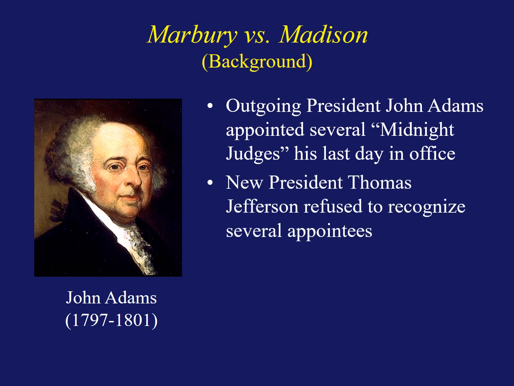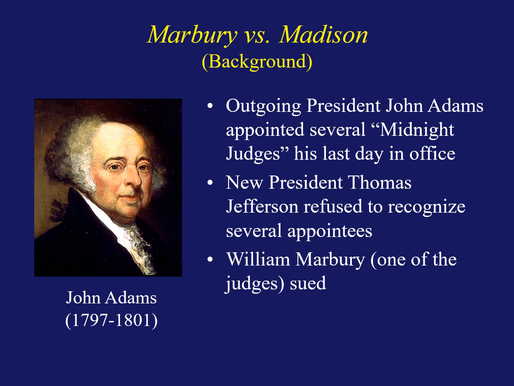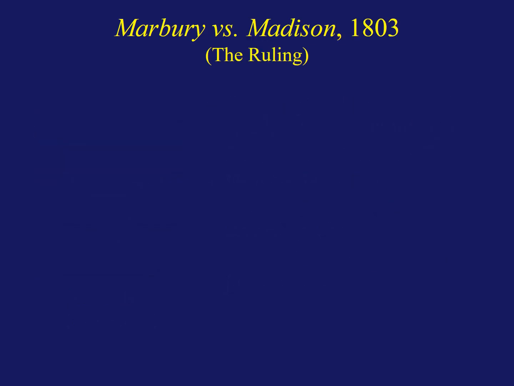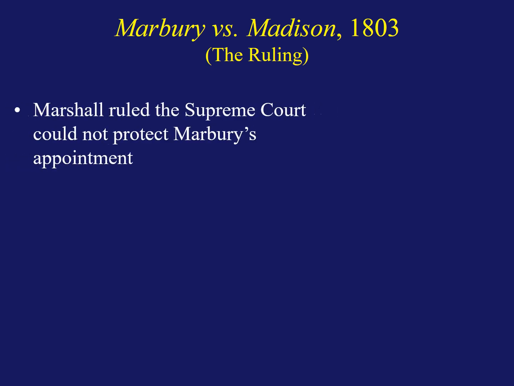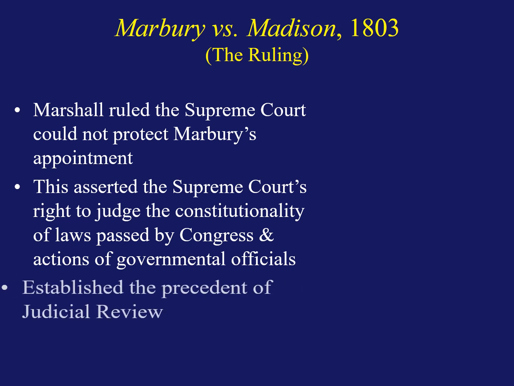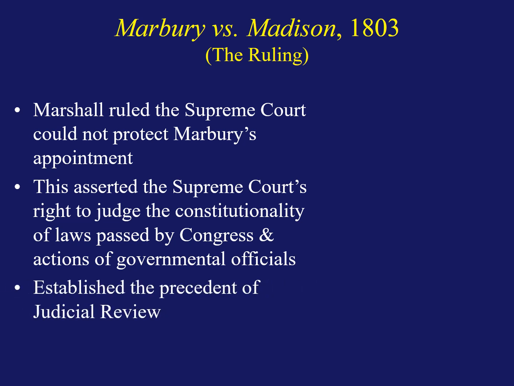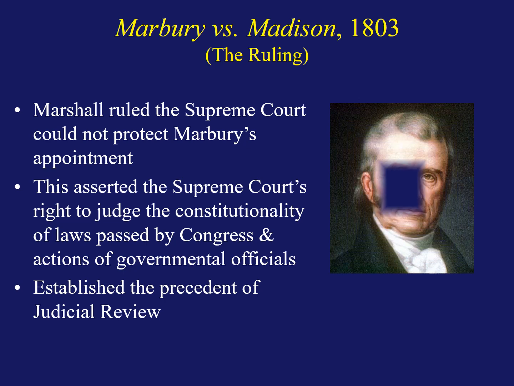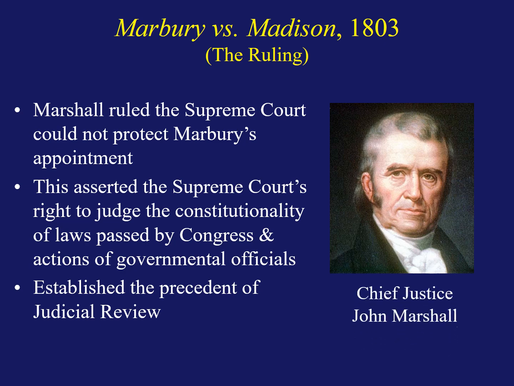The new president was Thomas Jefferson. He refused to recognize several of those appointees. One was named William Marbury. He sued because he said, hey, I was supposed to get this new job as a judge. The Chief Justice at the time was John Marshall. Marshall ruled that the Supreme Court could not protect Marbury's appointment because there was no provision in the Constitution protecting him. This asserted the Supreme Court's right to judge the constitutionality of laws passed by Congress. It was important because it established the precedent of judicial review.